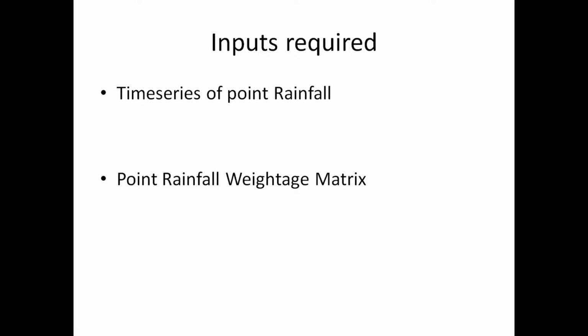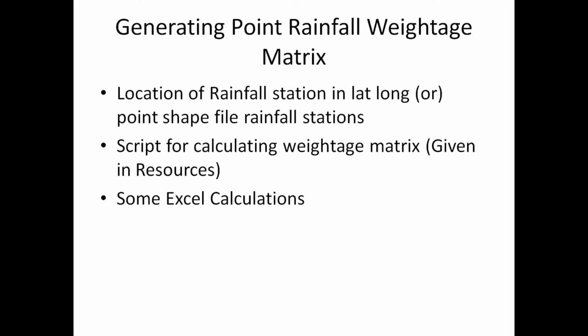So, what are the inputs which are required for subcatchment average rainfall? First, we need to know what is the rainfall time series at every rainfall station, and second, what are the weightage matrix for corresponding subcatchments. When I say this, I mean how much a point rainfall station is contributing to which subcatchment.